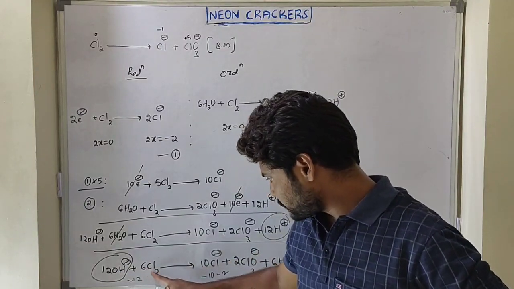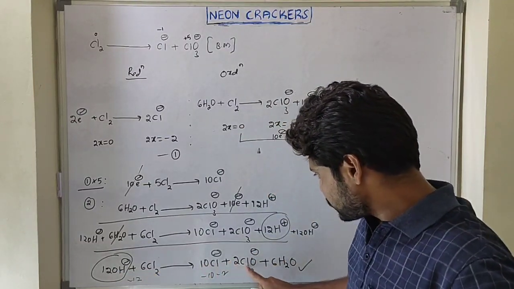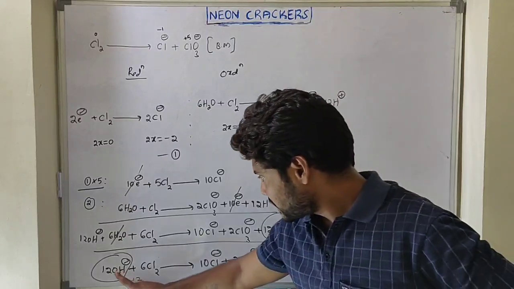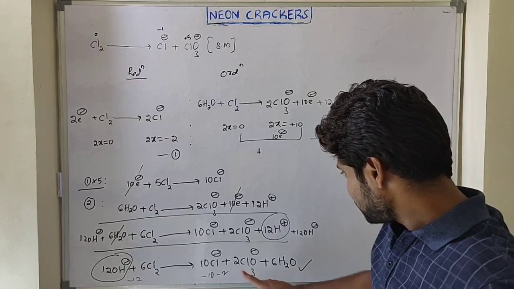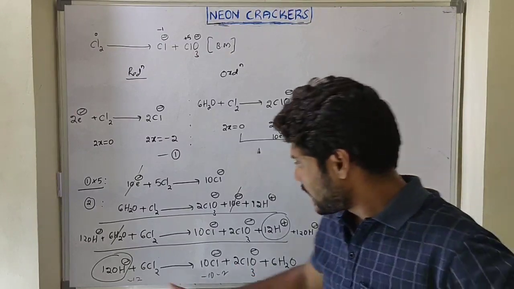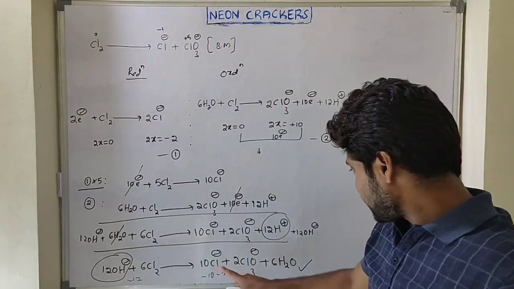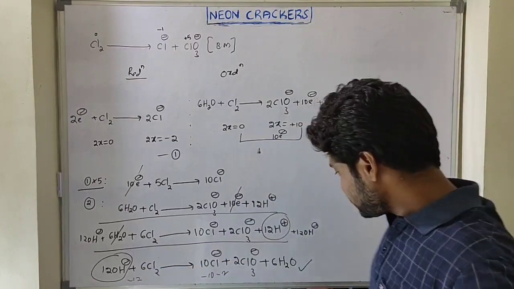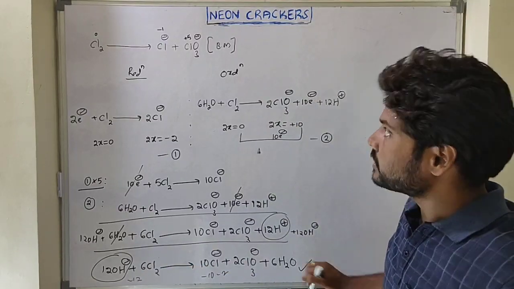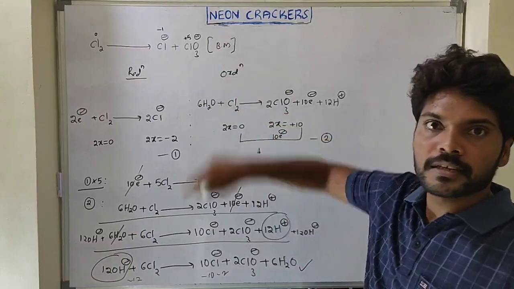Next, number of chlorine atoms is 12: 10 plus 2, 12 chlorine atoms. Next, oxygen atoms: 12 on the left, and here 6 plus 2 times 3, which is 6, making 12. Hydrogen atoms are 12, and here hydrogen atoms are also 12. So everything is balanced, and this is the disproportionation balanced equation of chlorine in basic medium.